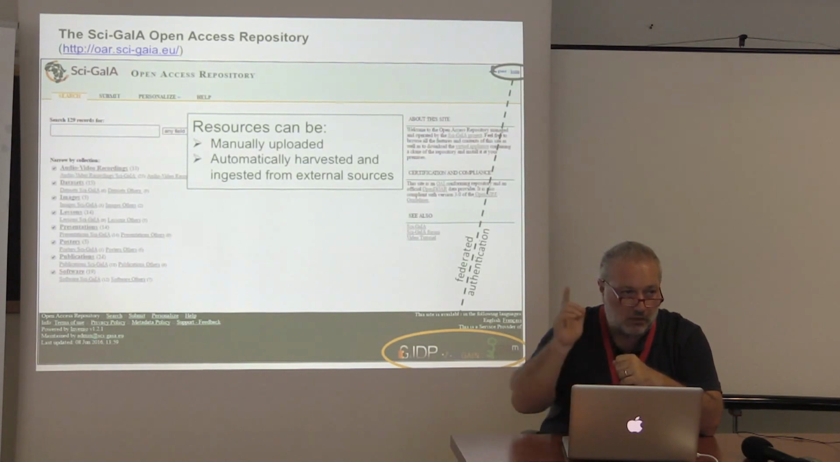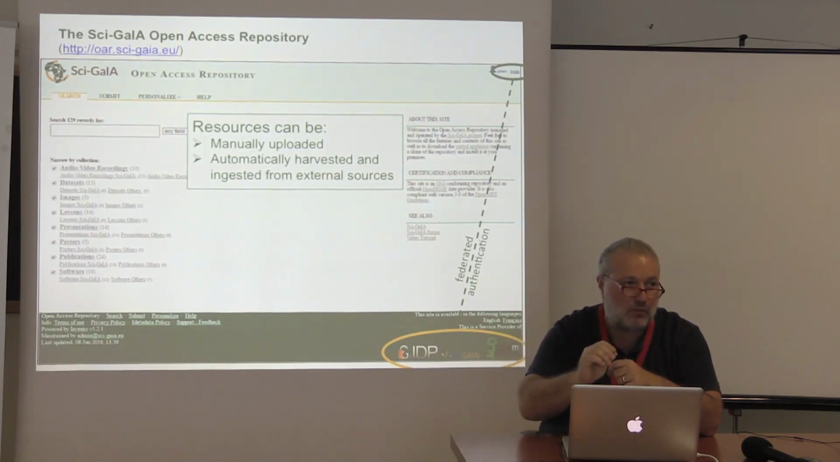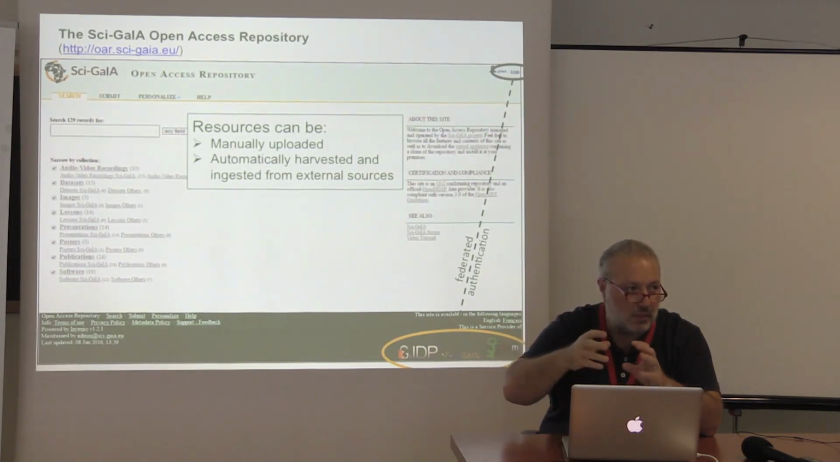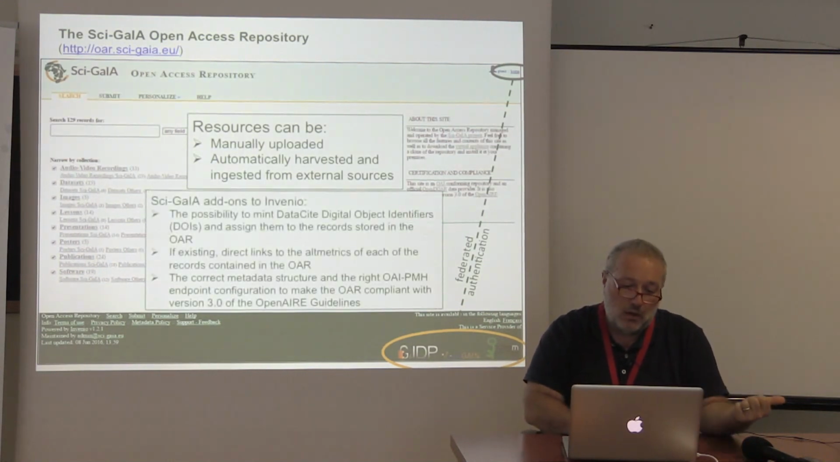More than visible, because you will see later, we assign digital object identifiers to each of the records of the repository. So you can even assemble different resources in what we call research packages. What we have added to Invenio is the possibility to mint the DataCite digital object identifiers and assign them to the records. Direct link to the altmetrics.